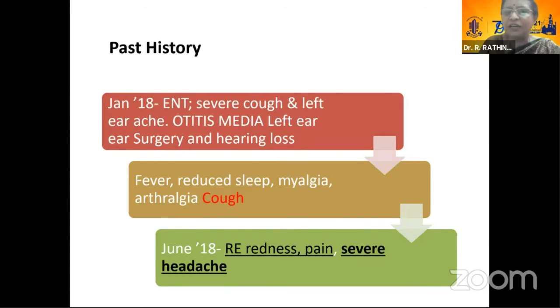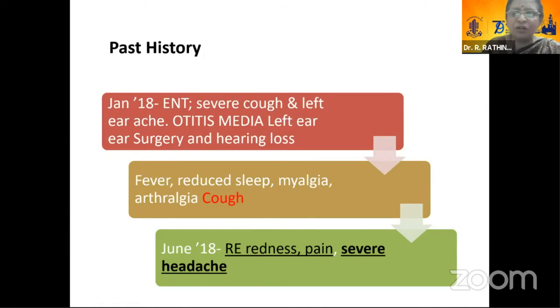So otitis media was diagnosed, and they suspected bacterial infection and ear surgery was done, and he lost his hearing. After that, he completed his 9 months course of ATT, but still the cough was not getting better at all. Everybody was worried and they did a sputum examination at least 4 times. After 9 months of ATT, his sputum became negative.